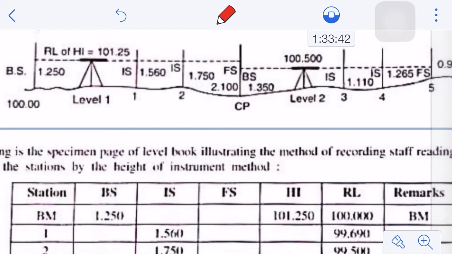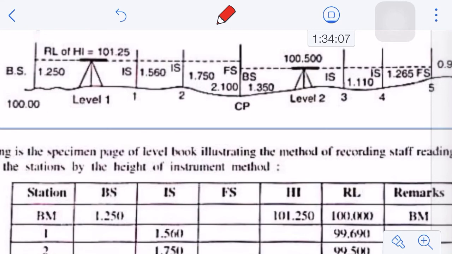Let's imagine your benchmark is located on the roof of some ceiling, or the roof of a tunnel, or the ceiling of any room. So what you need to do with the instrument at the lower elevation, the backsight must be subtracted from the elevation to get the height of the instrument. And similarly, if the foresight is taken on a point which is higher than the instrument, the foresight must be added to the height of instrument to get the elevation of the point.